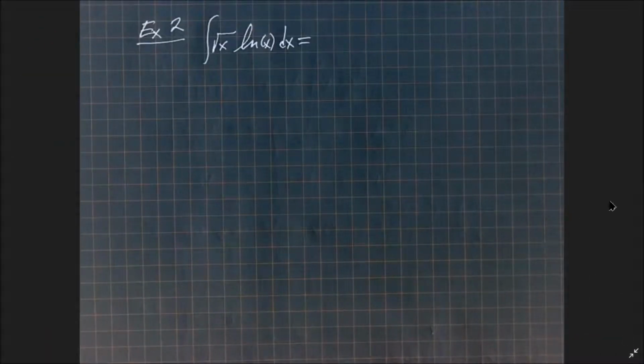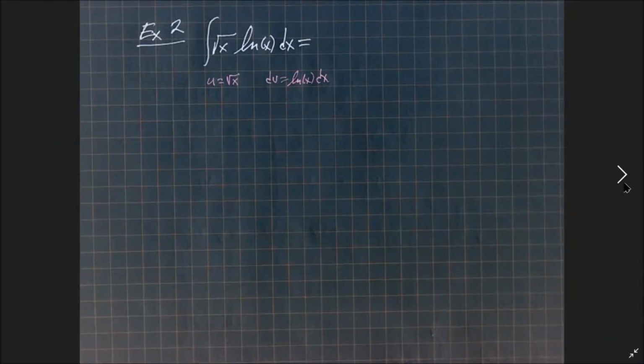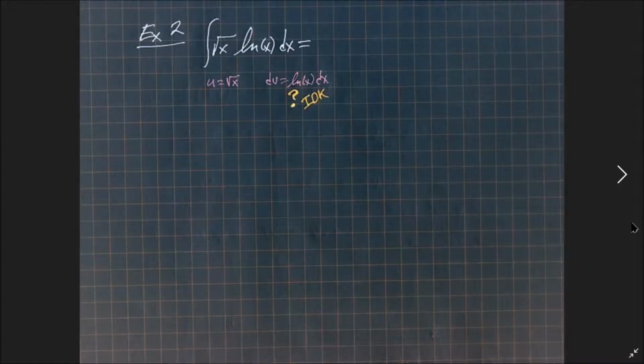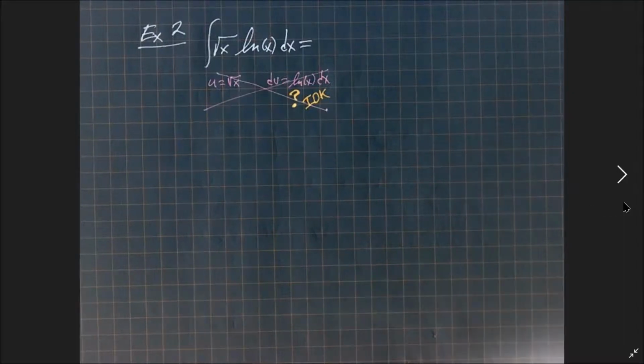If we approach this the same way we did the first problem and just let u equal the square root of x and dv equal the natural log of x, that might seem like a good approach until you start to do the problem, and I don't know how to do the antiderivative of natural log of x. Well, I'm lying, I do know. And if you did know, you would know that that is not going to simplify the expression.